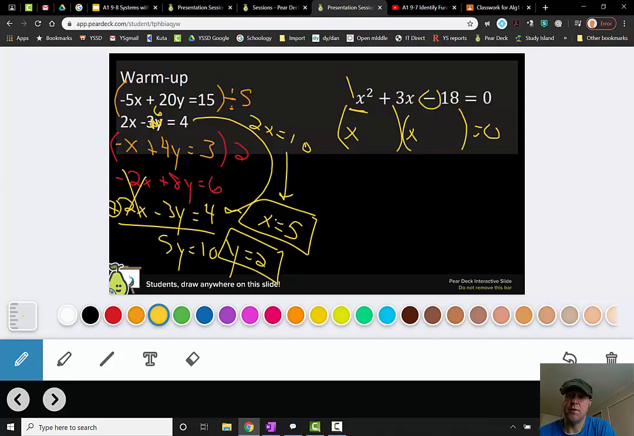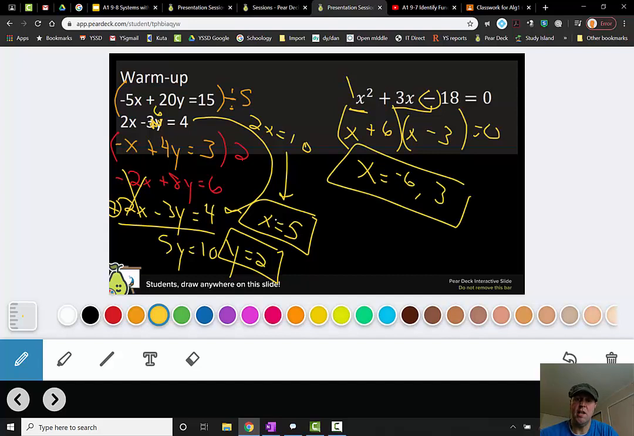We want different signs. We want 18 that are 3 apart. What do we got? 6 and 3 for that. So we want positive 6 and negative 3. So x equals negative 6 and positive 3. Those are my two solutions. If you can do these two things, we're going to put them together like a casserole and solve it out.